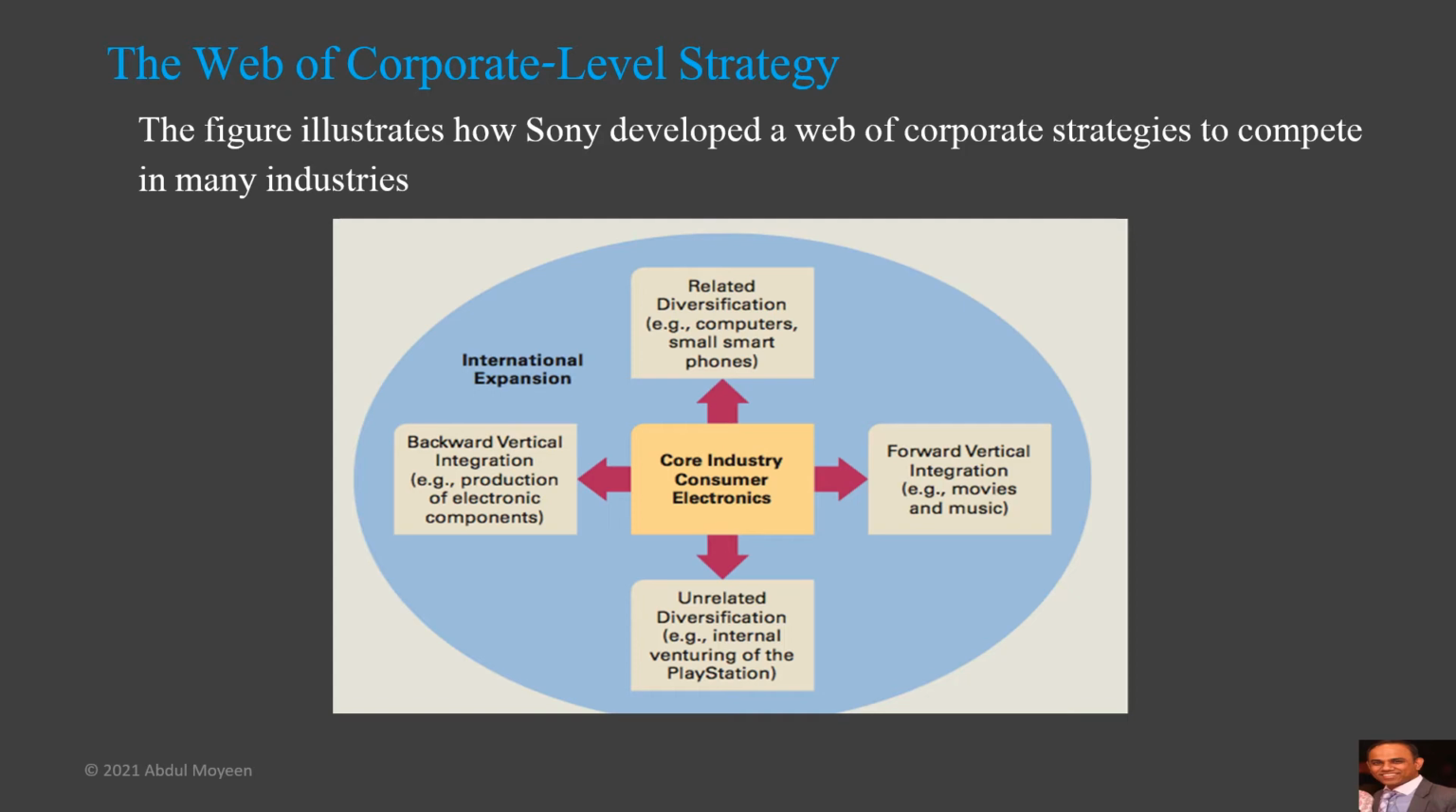Now you can see the same kind of diversification in Netflix. They were actually renting movies previously, but now they have also gone for backward vertical integration. They are now also making movies. Okay, so we can see that companies can diversify in both related as well as unrelated ways.